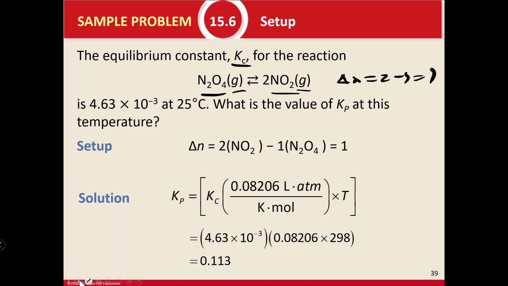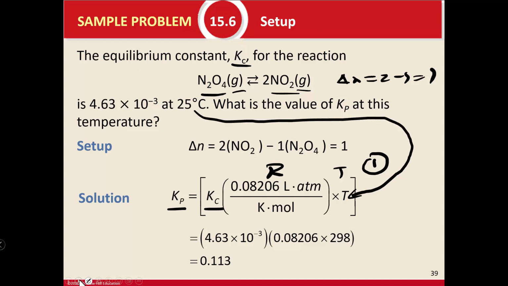And then here's the thing you got to memorize. Kp equals Kc times R times T raised to the power. In this case, it's going to be the 1 power. That's why they don't show it. And then all you do is they tell you the temperature. Most common mistake is you don't convert it to Kelvin. It has to be converted to Kelvin.